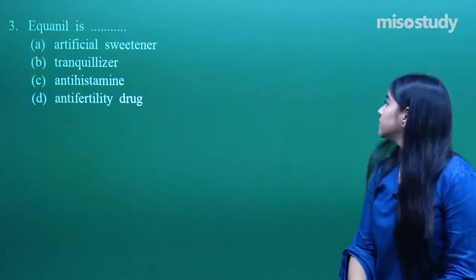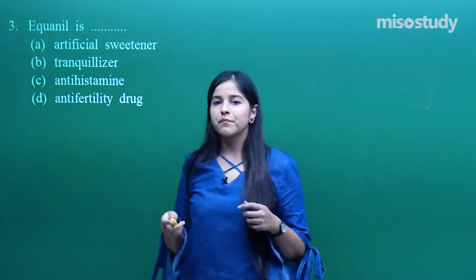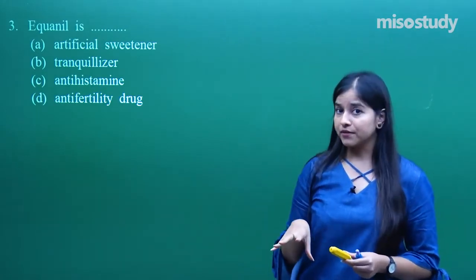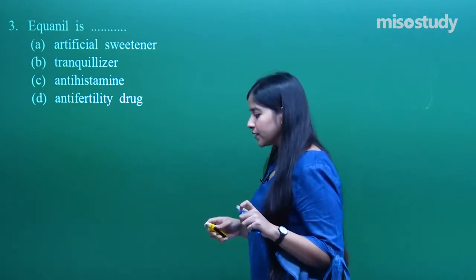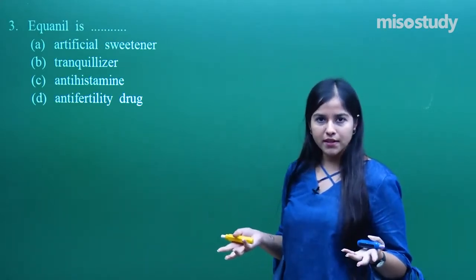Question number 3. Equanil is, now again as I told you, you should remember the names of the drugs which are used specifically in this chapter. Fine. So Equanil, it is not an artificial sweetener. Artificial sweeteners are those like aspartame, you can say. Aspartame is one.